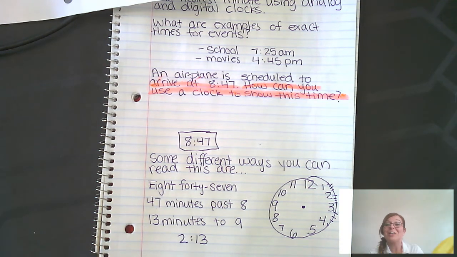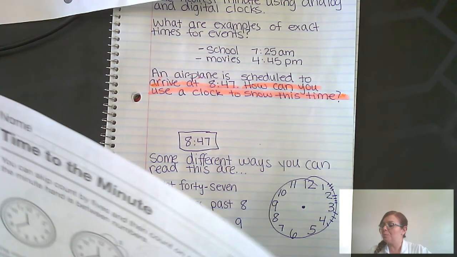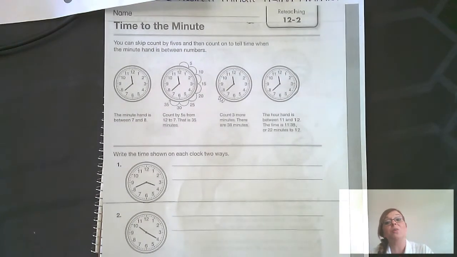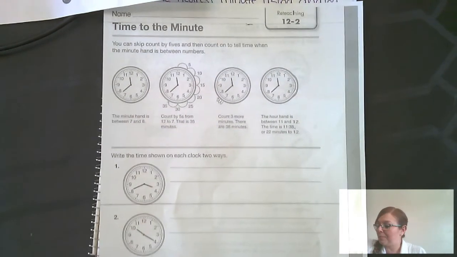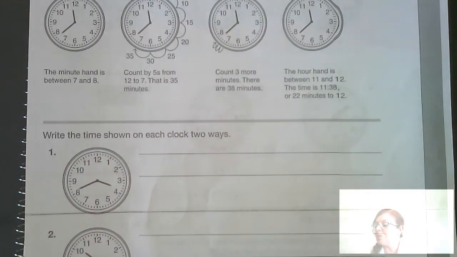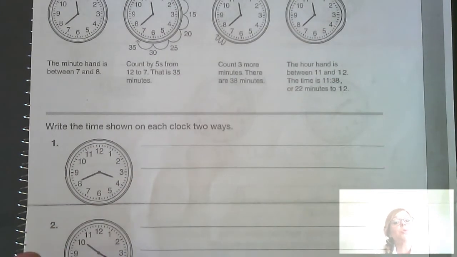And we are going to go ahead and go to our reteaching page. I have this attached for you as well. If you would like to print them off, then that's great. If not, then that's okay. You can just go ahead and do them with me. Okay, so we are going to talk about this time. Number 1, write the time shown on each clock in 2 different ways.